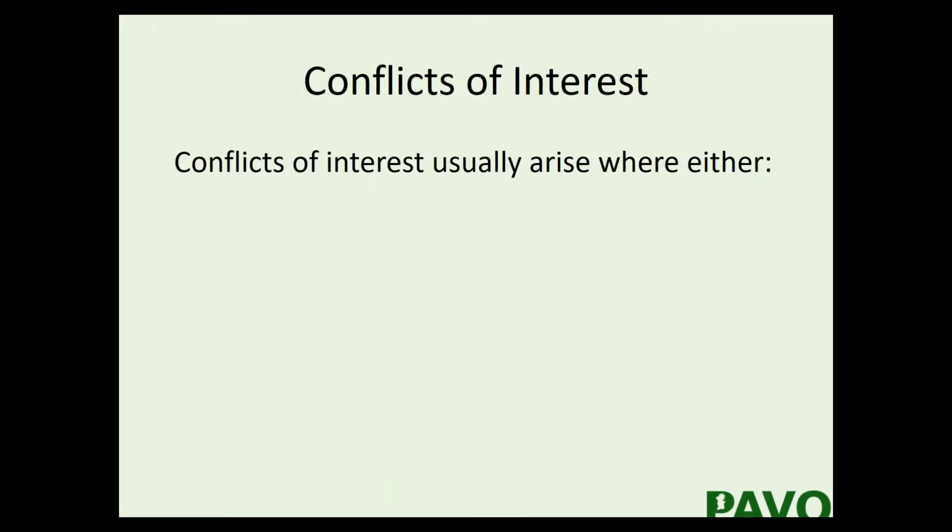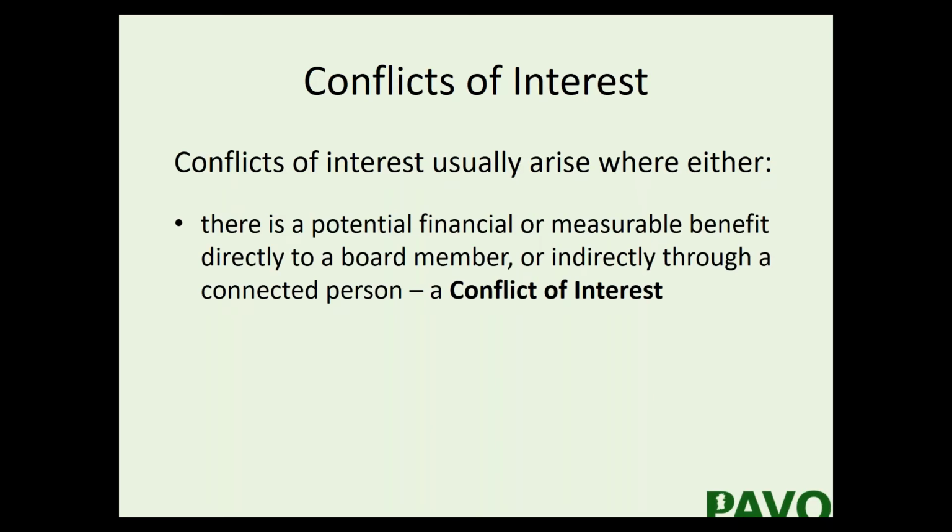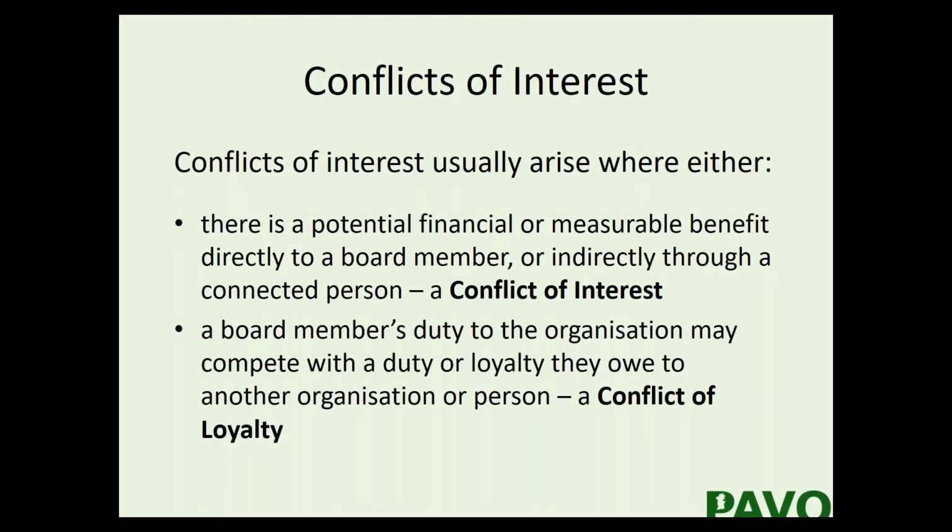There are always going to be conflicts of interest. It's just a fact of life to a certain extent. It's inevitable. And so really what this whole section boils down to is how do we actually manage them when they crop up? Conflicts of interest usually arise where there is a potential financial or measurable benefit, something beyond the norm, that benefits directly a board member, or indirectly through a connected person. So this is the classic example of a conflict of interest.